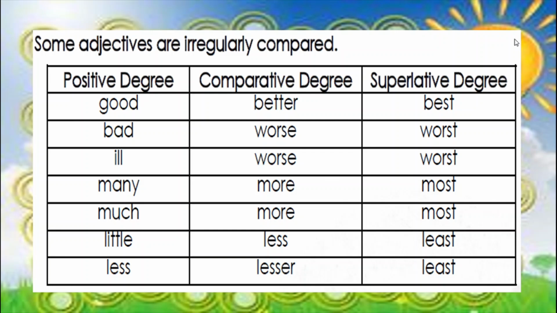Some adjectives are irregularly compared. We have the positive degree, comparative degree, and the superlative degree. Examples are good, better, best; bad, worse, worst; ill, worse, worst; many, more, most; much, more, most; little, less, least; and little, lesser, and least.